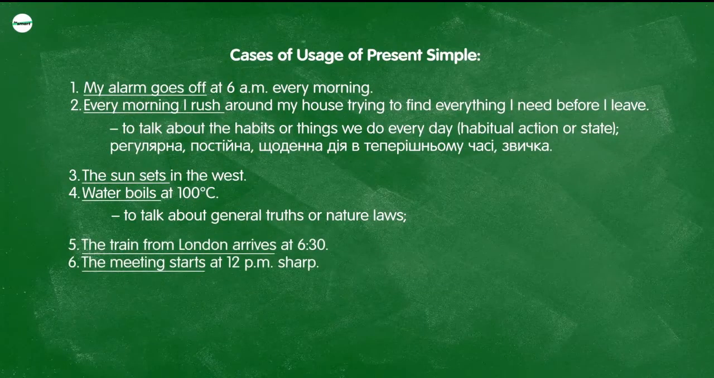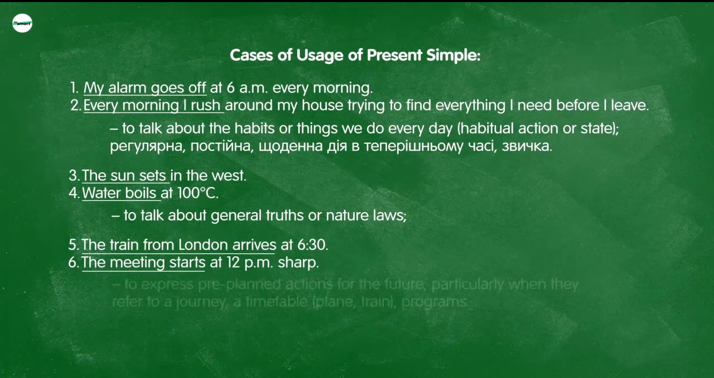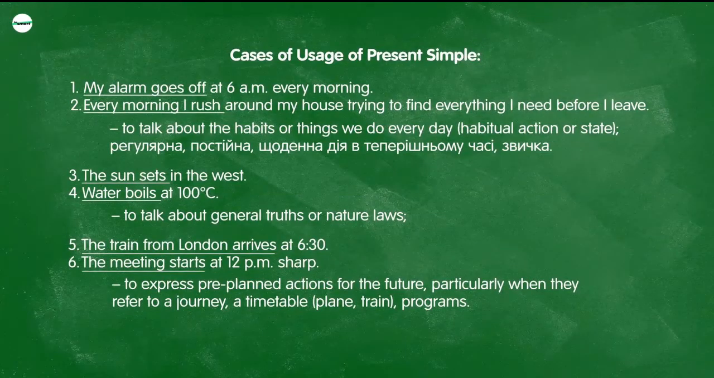But I can also say, the train from London arrives at 6:30. Or I can also say, the meeting starts at 12 p.m. sharp. And here, I'm not talking about a habit or something that is generally true. But I am talking about something that is happening in accordance with a schedule. Or, put another way, something that is happening following a schedule or a timetable or a program of some sort. And in this case, we still use the present simple tense.